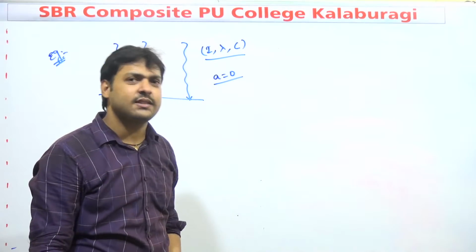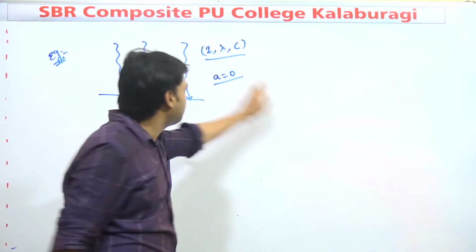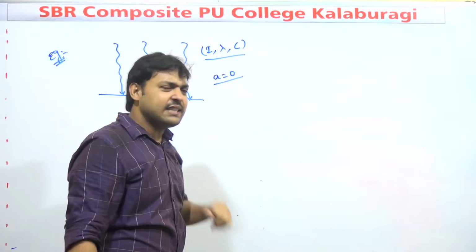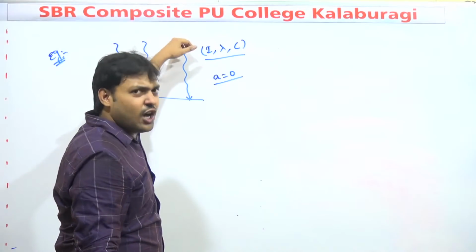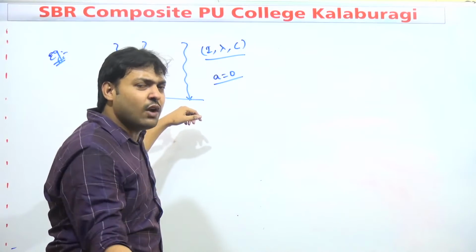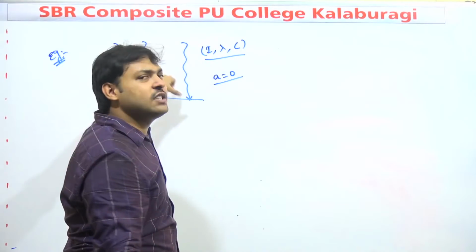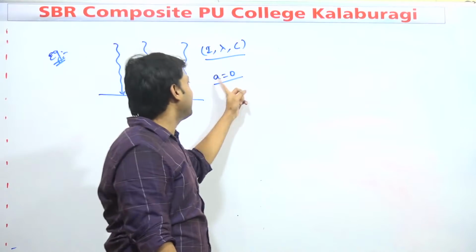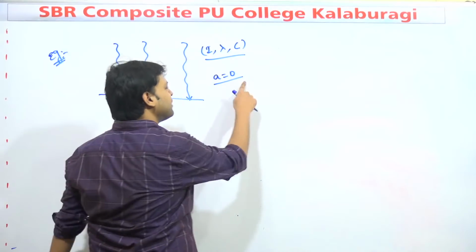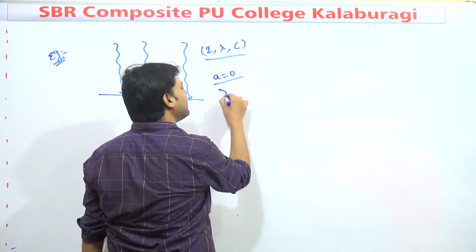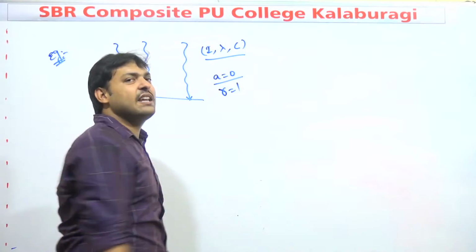In the sense, try to answer yourself. Absorption is 0, I said. Whatever the photons striking, what will happen? They will be absorbed or they will be reflected. All the photons will be reflected by R equals to 0. If A equals to 0, I can write as R equals to 1.